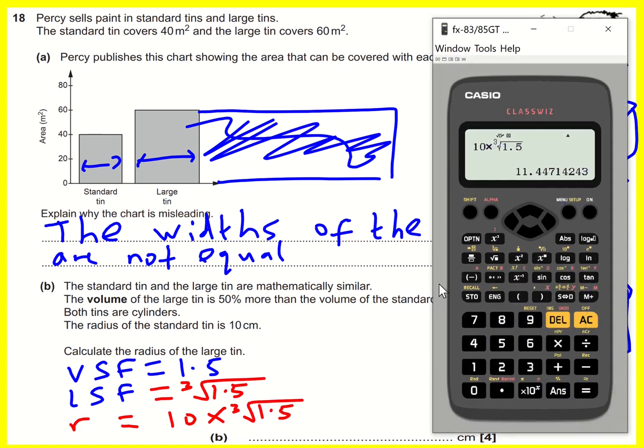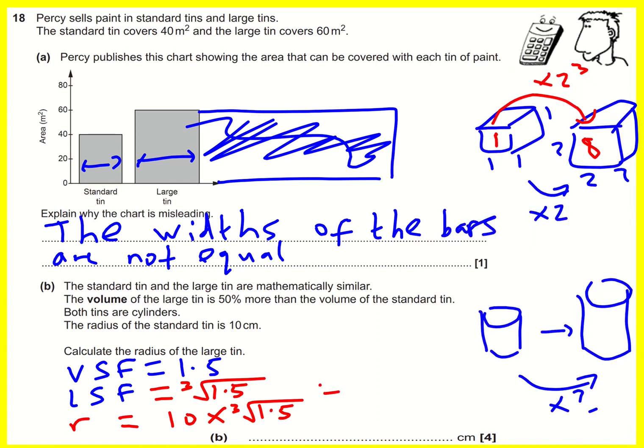I can put this into my calculator. Oh, I've done it already here. 11.4471. Sorry, was it 4471? 4471. Okay, just write that in full and then round it to say 3 significant figures.